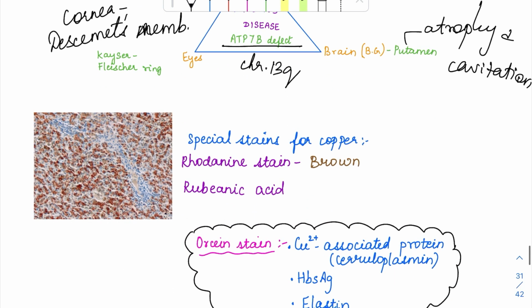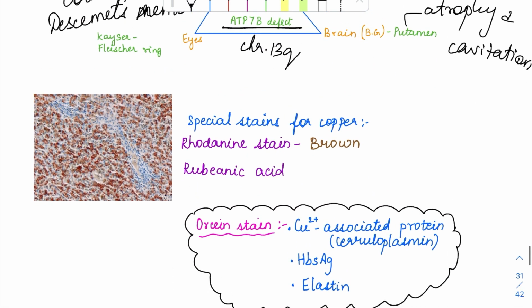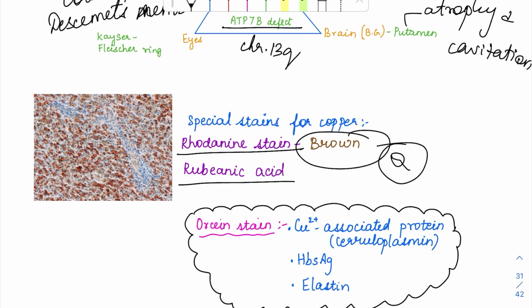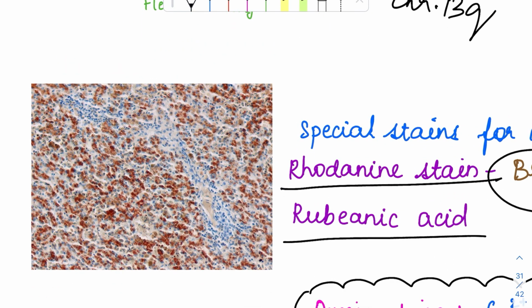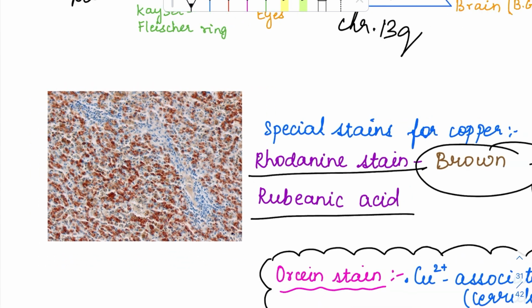So how do you stain for copper? The special stains for copper are the rhodanine stain and the rubeanic acid stain, which stain it brown in color. Okay, so this is the image of copper deposition in the liver in Wilson's disease, stained by rhodanine or rubeanic acid.